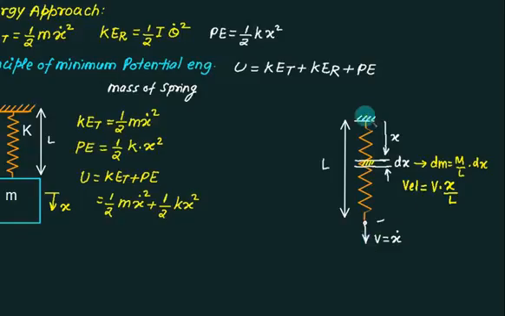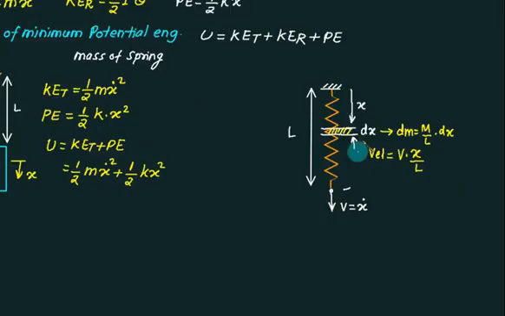If your x is 0, you are on the fixed end, so what is the velocity? 0. When x is equal to L, you are on the free end and the velocity is v. So the velocity of this small mass is v into x by L. And the mass of this one is dm, equal to m by L multiplied by dx.